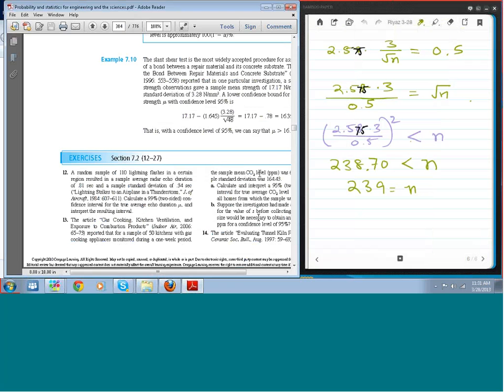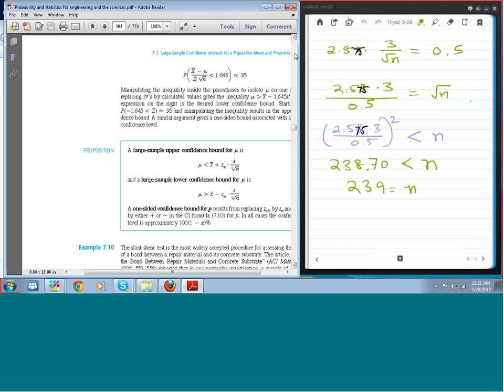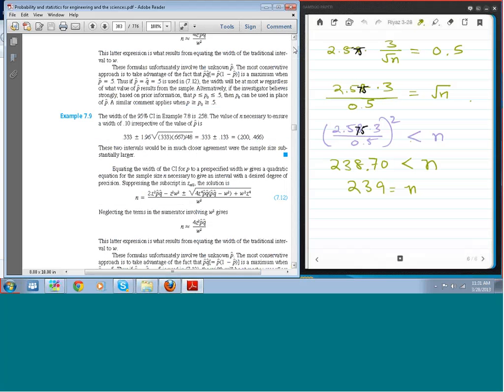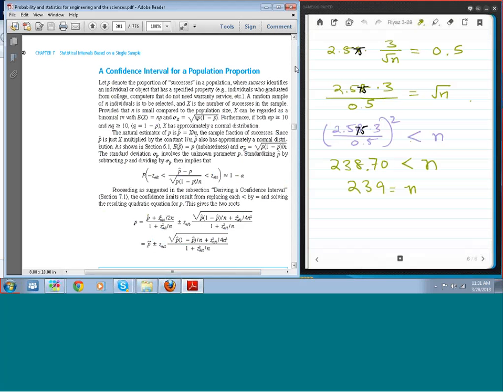What did you do in this chapter? You started. This is proportion. Oh, not proportion. Oh, it's the same thing, using S. That's it. Population proportion.